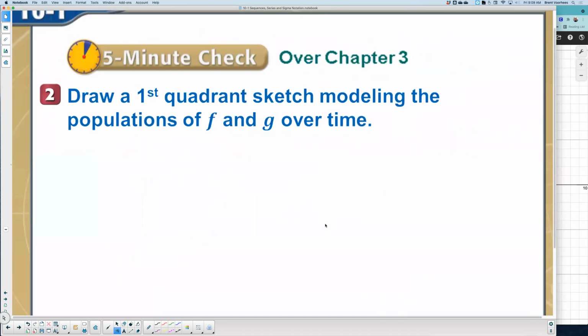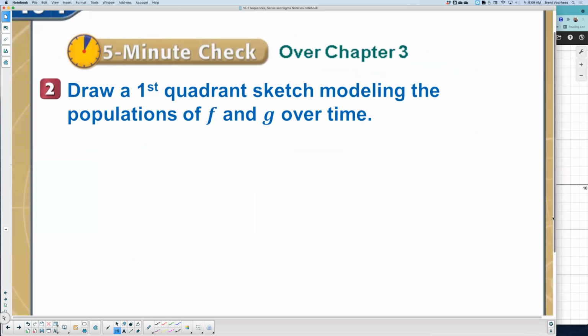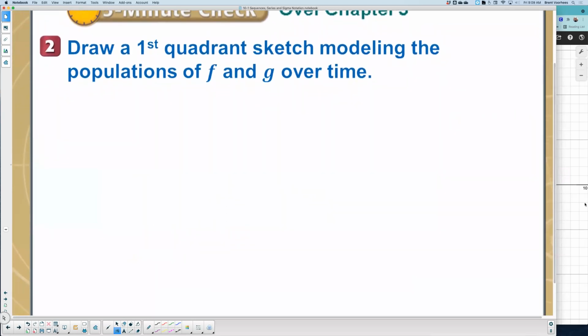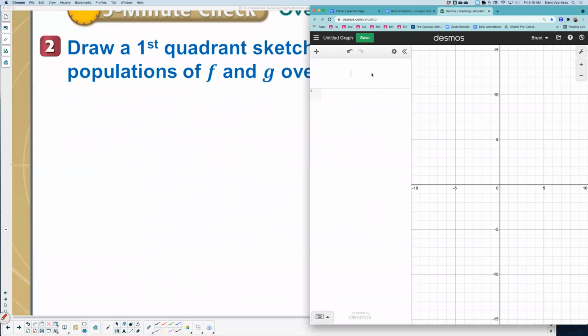It says, draw a first quadrant sketch modeling the populations of F and G over time. So let's go graph these. I'm just going to slide my picture over. So F of T equals 300 times 1.03 to the power of T. And then G of T equals 255 times 1.03 to the power of T.